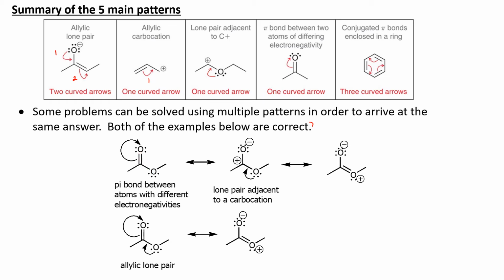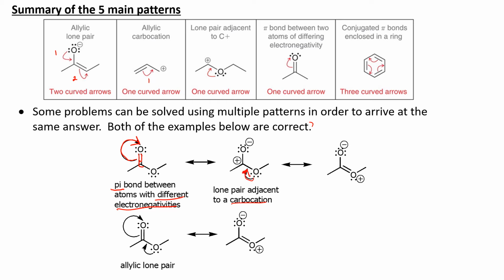You may have seen a pi bond between atoms with different electronegativities. So you have carbon double bonded to oxygen. So let's go with this first pattern, the pi bond between atoms with different electronegativities. We know that the arrow goes from bond to atom, and if we want to draw the next, based on this, we see that we've got a lone pair adjacent to a positive charge, or carbocation. So we can draw that pattern with 1 arrow.